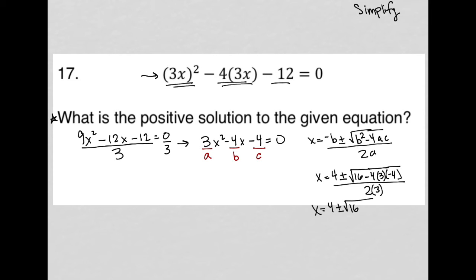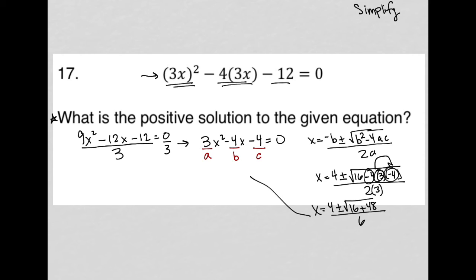16, let's see, negative 4 times positive 3 is negative 12, times negative 4 is positive 48, right? Negative 4 times 3, negative 12, yes. So negative 12 times negative 4, positive 48. So it becomes a plus 48 here, all over 6, because 2 times 3 is 6. 16 plus 48, well, 48 plus 12 is 60. I'd have 4 more, so 64.